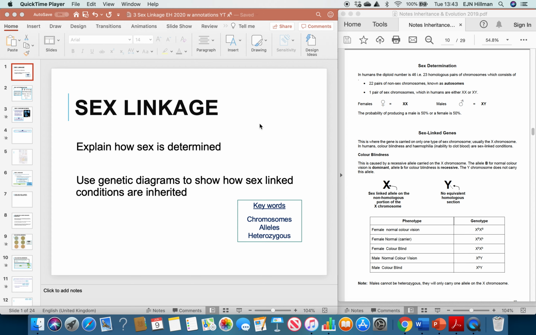Good afternoon. This is the next lesson in the Inheritance and Evolution Notes booklet on sex linkage, or firstly sex determination, and then genes which are linked to the sex chromosomes, so the X and Y chromosomes in humans. So the first thing we'll do is look at how sex is determined, and then use some genetic diagrams to show how sex-linked conditions are inherited.